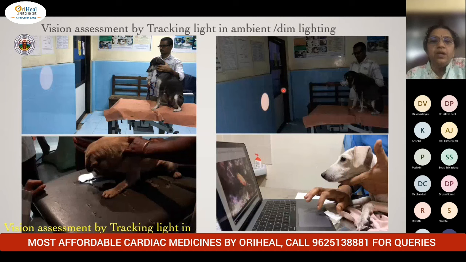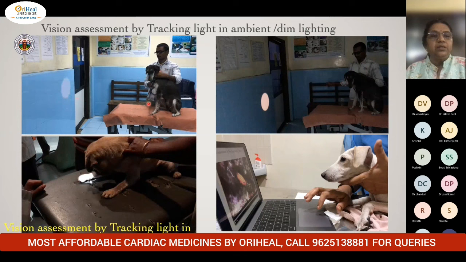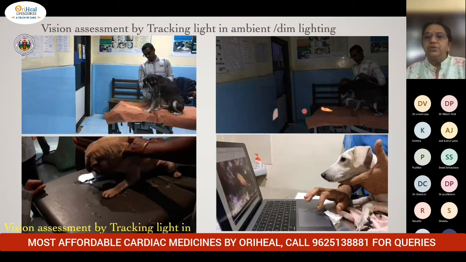Now, assessment of the vision with the tracking of light. So check whether the animal is able to track the light. You can shine the light from the ophthalmoscope against the wall, and then examine whether the animal is able to follow that. You can repeat this in ambient as well as in dim light. So here I'm trying to do that in the dim light also.